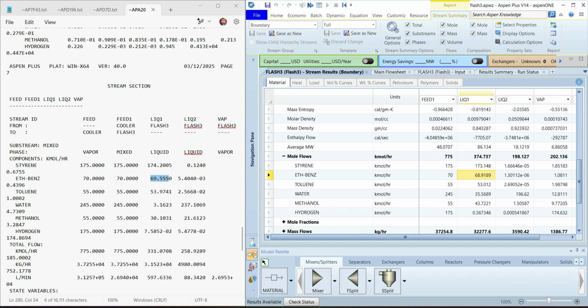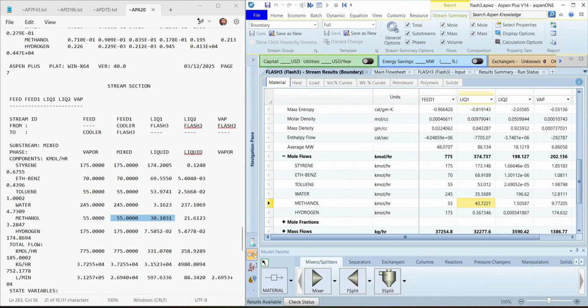The big difference you can notice is for the water. For the water phase, the NRTL method suggested only 3.16 kilomoles per hour in the liquid 1 stream, or in the organic phase. However, the SRK method has overestimated the water concentration in the organic phase, and similarly it has overestimated ethanol in the organic phase.